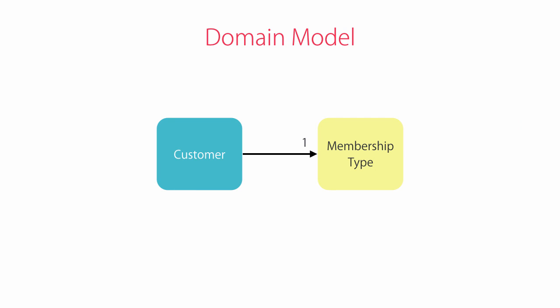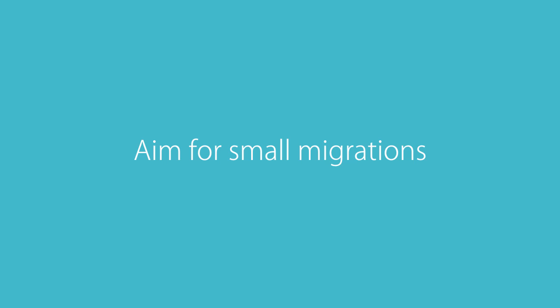To model this, we need a new class called membership type with properties like sign-up fee, duration, and discount rate. Each customer should have one and only one membership type. Now, when it comes to implementing this using the code-first workflow, instead of making all these changes in one go like Big Bang, we should make small changes, create a migration, and run it on the database. With a Big Bang migration, you increase the risk of things going wrong. And that's one of the reasons many developers who try code-first workflow fail.